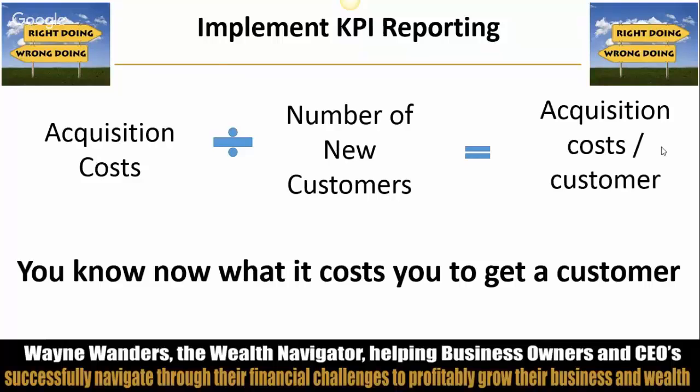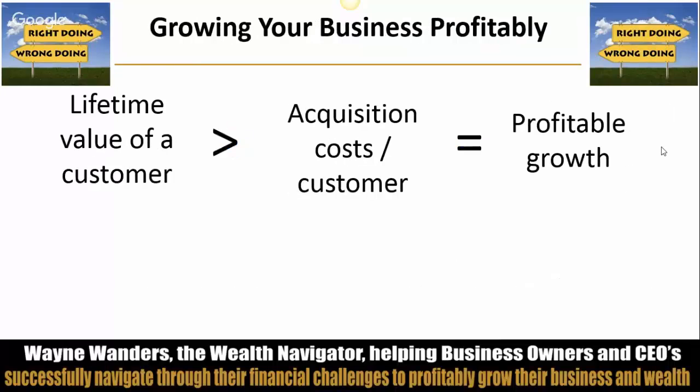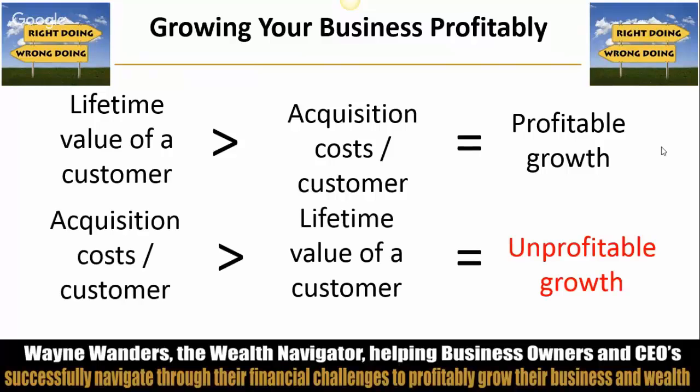The next metric you need to understand is how much it costs you to get a customer. What you spend on acquisition costs divided by the number of new customers gives you your acquisition cost per customer. If you don't have your acquisition costs broken out into the bucket, how do you work this out? Because this is where these two metrics come together. If the lifetime value of your customer is higher than the acquisition cost per customer, you have profitable growth. If the acquisition cost is more than the lifetime value of your customer, you have unprofitable growth. So if you're doing that, you're just turbocharging yourself to going broke.